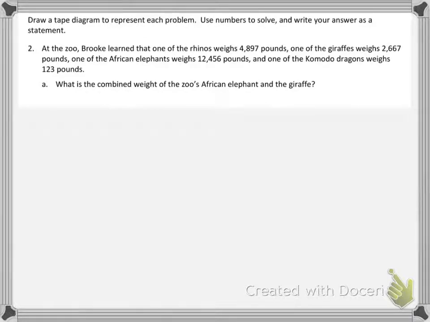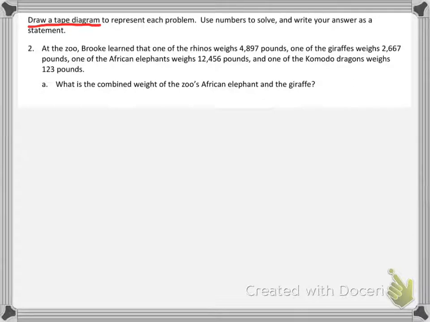All right, our next problem is going to be a word problem. In this one, we are going to focus on the tape diagram. And we need to be looking at the word problem at the zoo. Brooke learned that one of the rhinos weighs 4,897 pounds. One of the giraffes weighs 2,667 pounds. One of the African elephants weighs 12,456 pounds. And one of the Komodo dragons weighs 123 pounds.